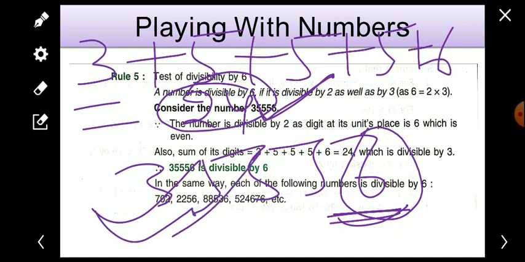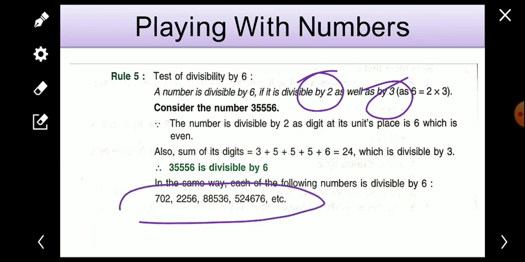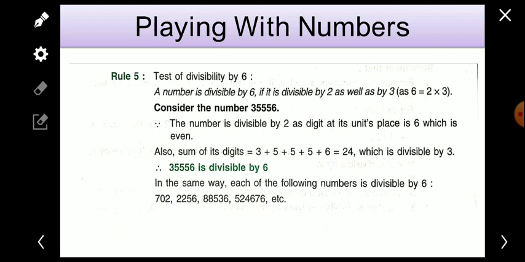Okay, so we have got that this number is divisible by 2 as well as by 3. It means this number is divisible by 6 also. Why? Because it is divisible by both 2 and 3. So whenever we have to check the divisibility by 6, we'll check the divisibility by 2 and 3. If in both conditions we get yes, then that number will be divisible by 6 also. So these are a few examples. You can practice on this. You just check whether the numbers are divisible by 6 or not.